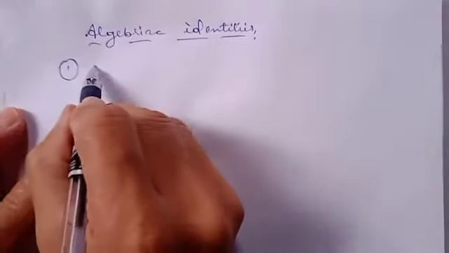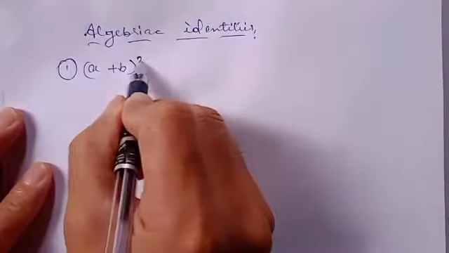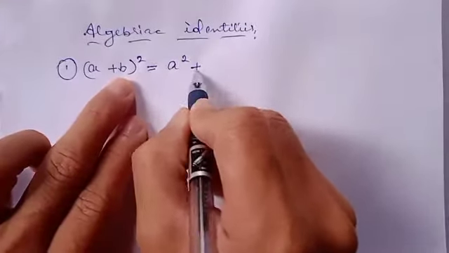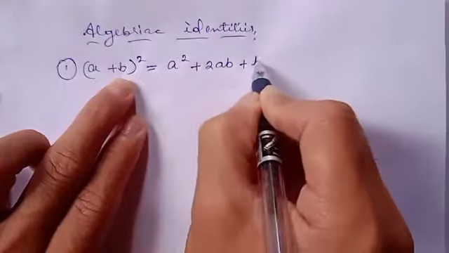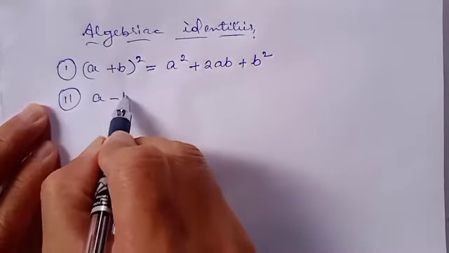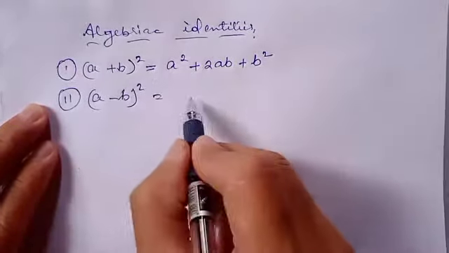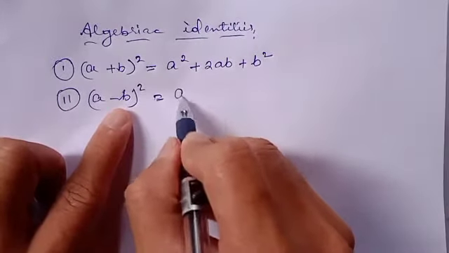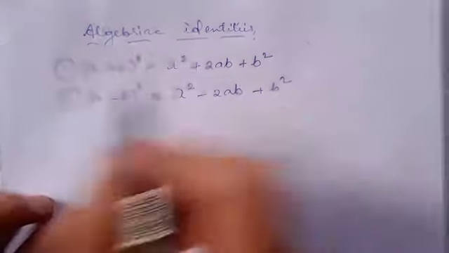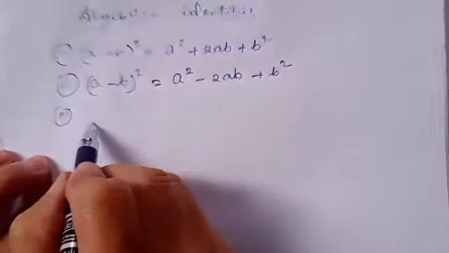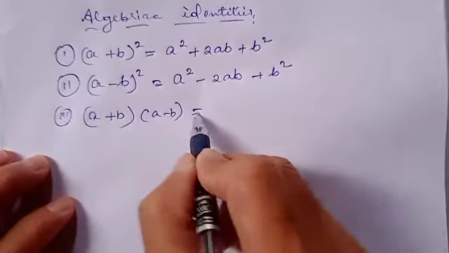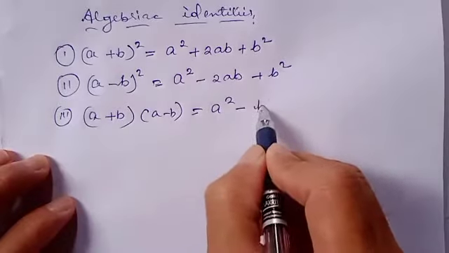First one we have a plus b the whole square is equal to a square plus 2ab plus b square. And then second identity, a minus b the whole square can be written as a square minus 2ab plus b square. And then third identity, we have a plus b into a minus b is a square minus b square.